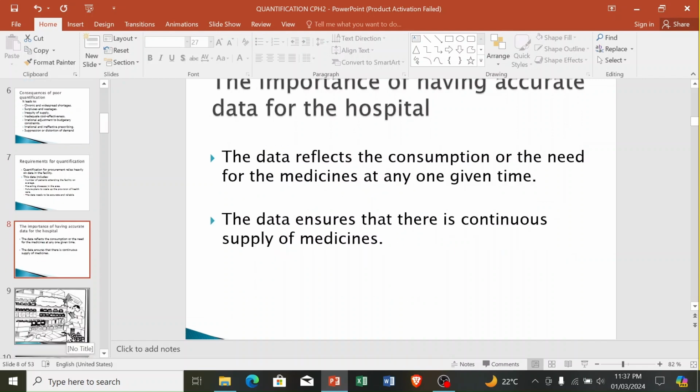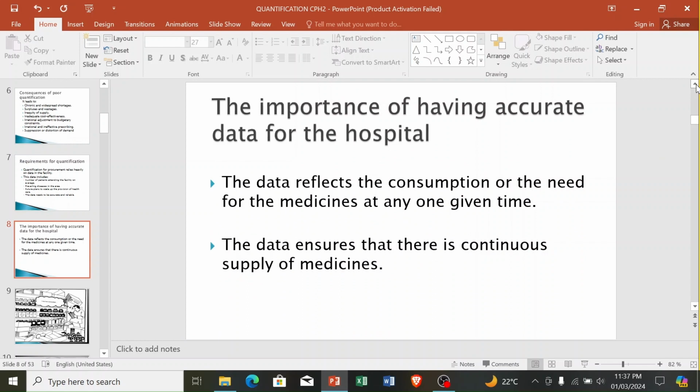So there is need to look at the importance of having accurate data for the hospital. The data reflects the consumption of the medicines at any one given time. Like we saw, the requirement needs us to know the number of patients coming. So if we do not have accurate data, we are either going to bring few medicines, or we are going to order more in a way that we waste them and they end up expiring in the store, and we shall incur costs of expiry.